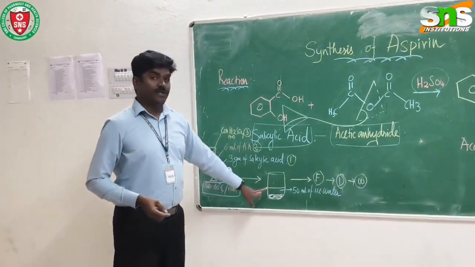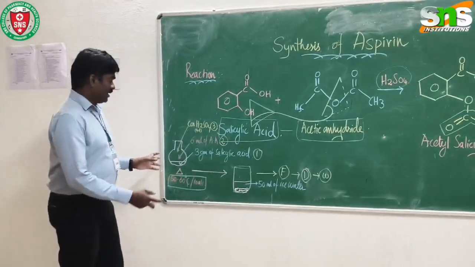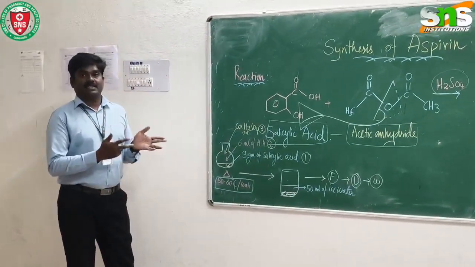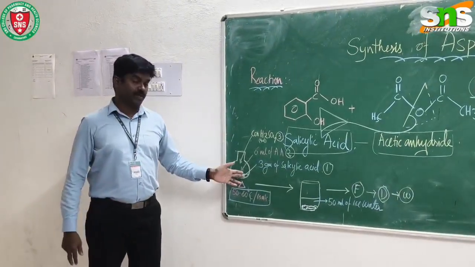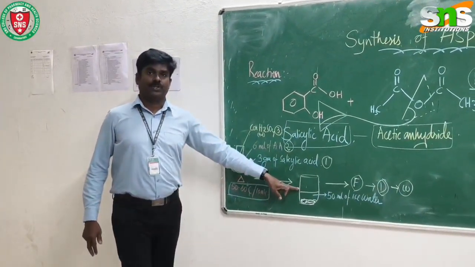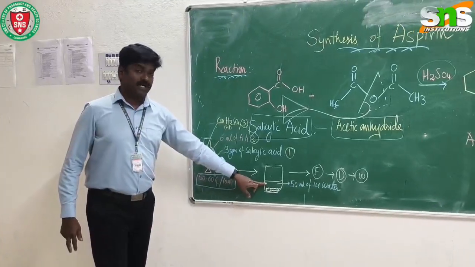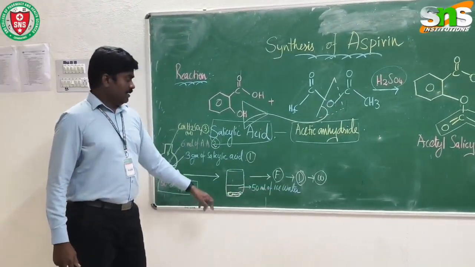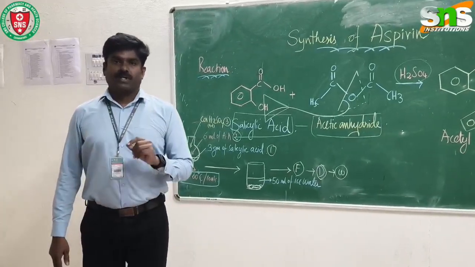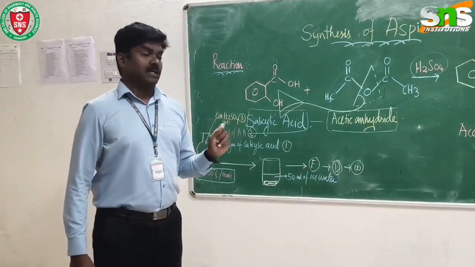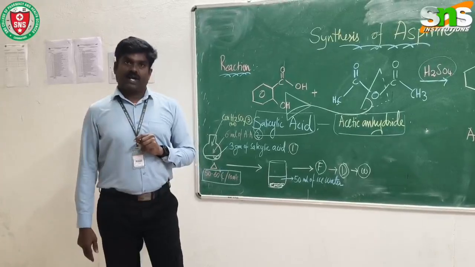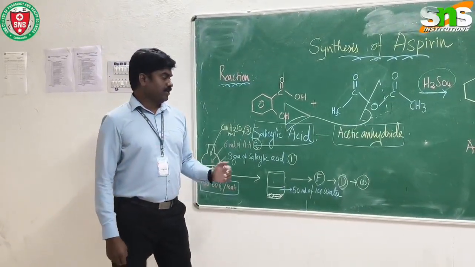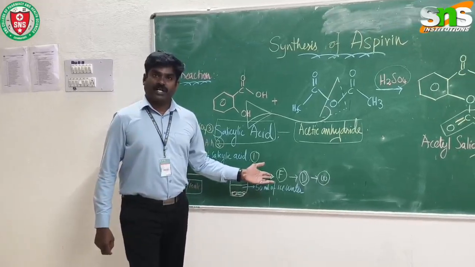For this container we need to take 50 ml. The boiled mixture of salicylic acid, acetic anhydride and sulfuric acid is transferred into this beaker, which already contains 50 ml of ice cold water. Then we will get a white precipitate of acetylsalicylic acid. We have to mix it well. Then after 15 minutes, we need to do the filtration.